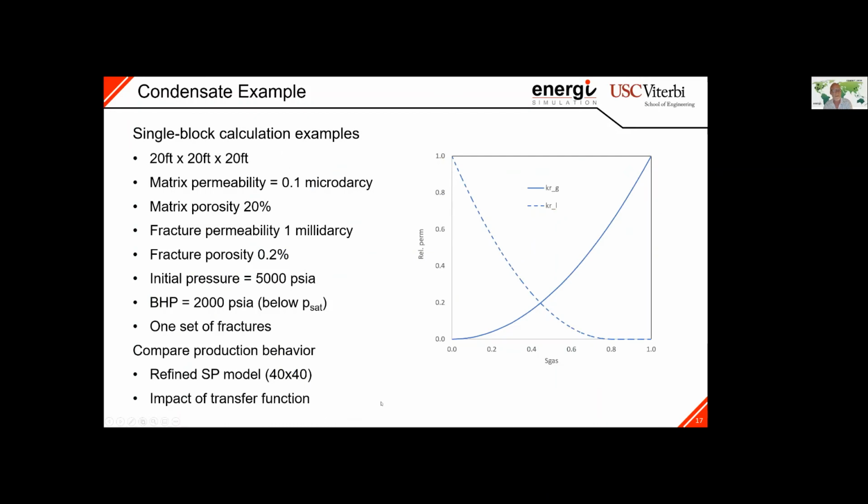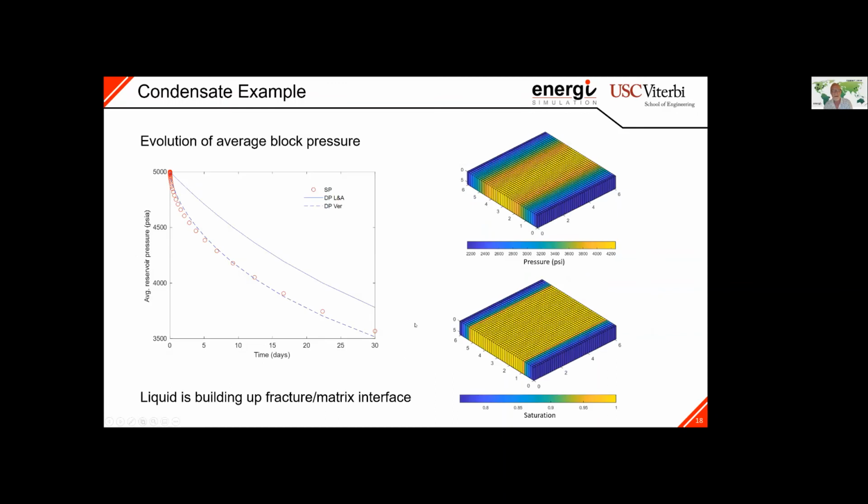And I have a slate of modeling parameters. I do a single block calculation over here, 20 by 20 by 20 feet, 0.1 microdarcy, 20% porosity. I start at 5,000 psi and deplete at 2,000. And here I just use a single set of fractions, rel perms, and here we go.